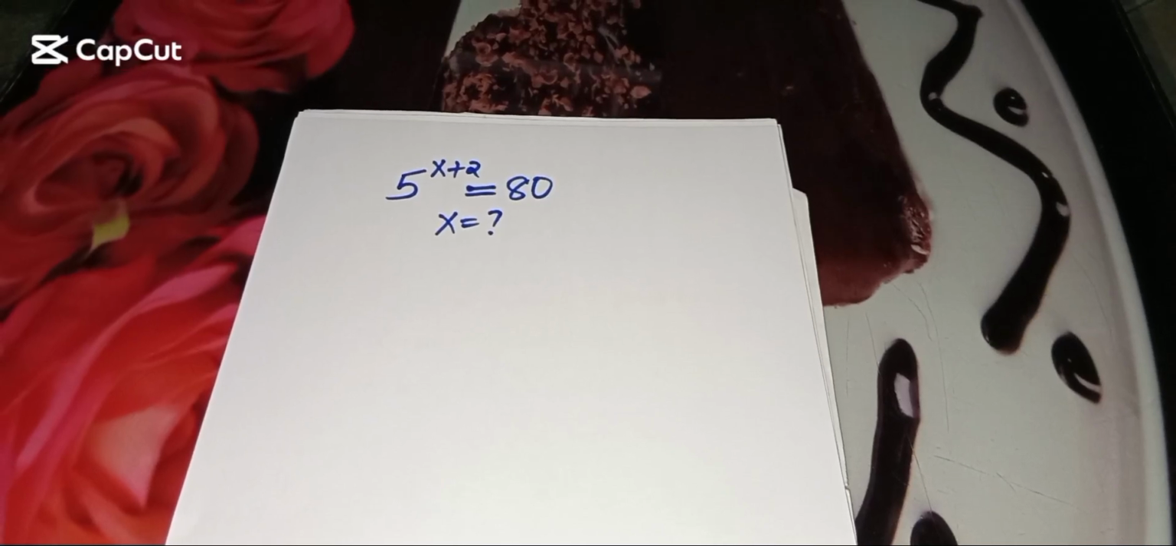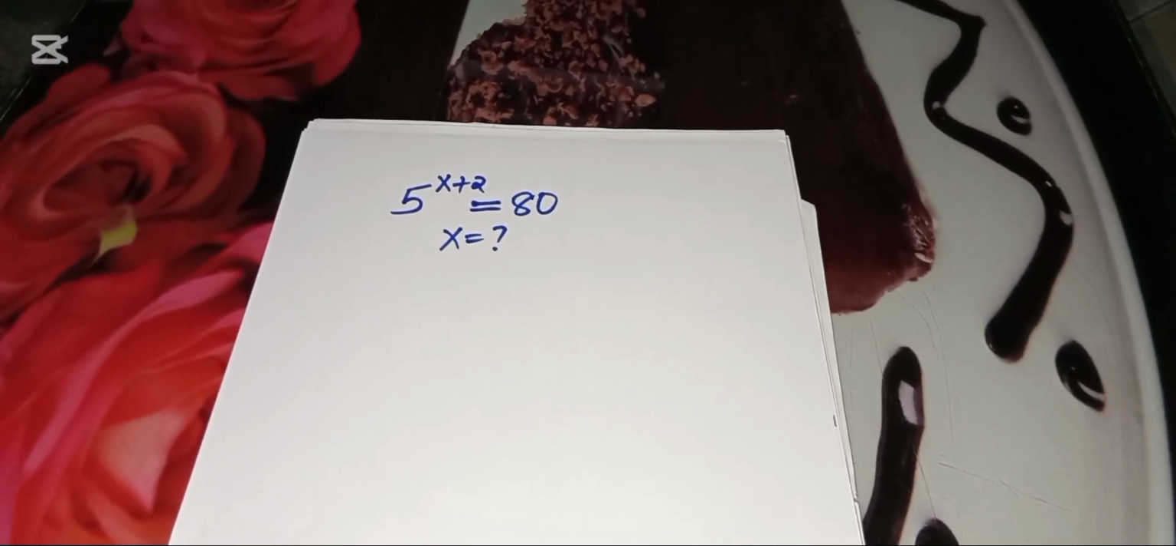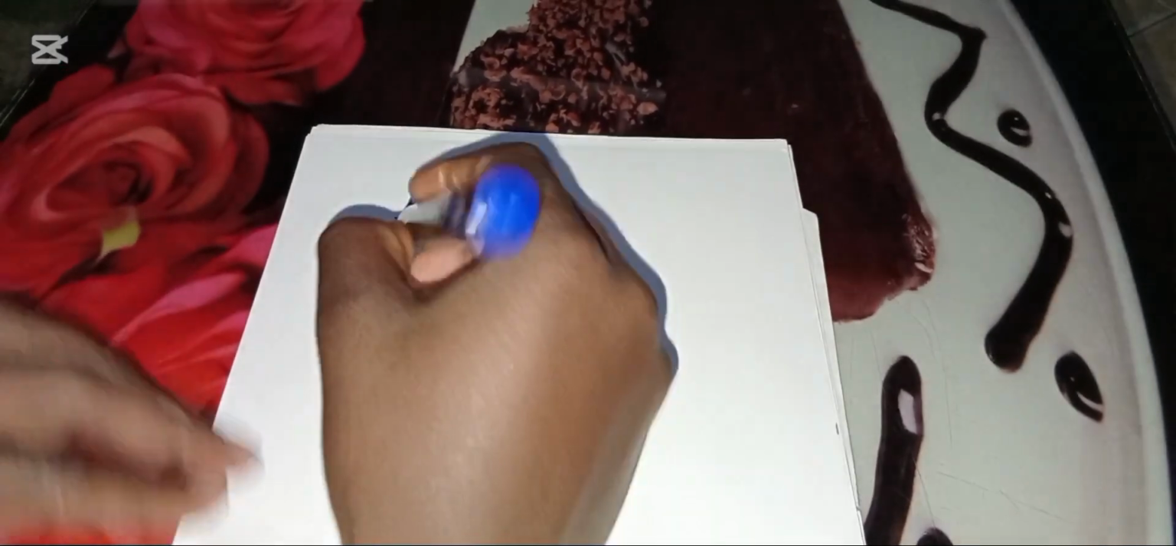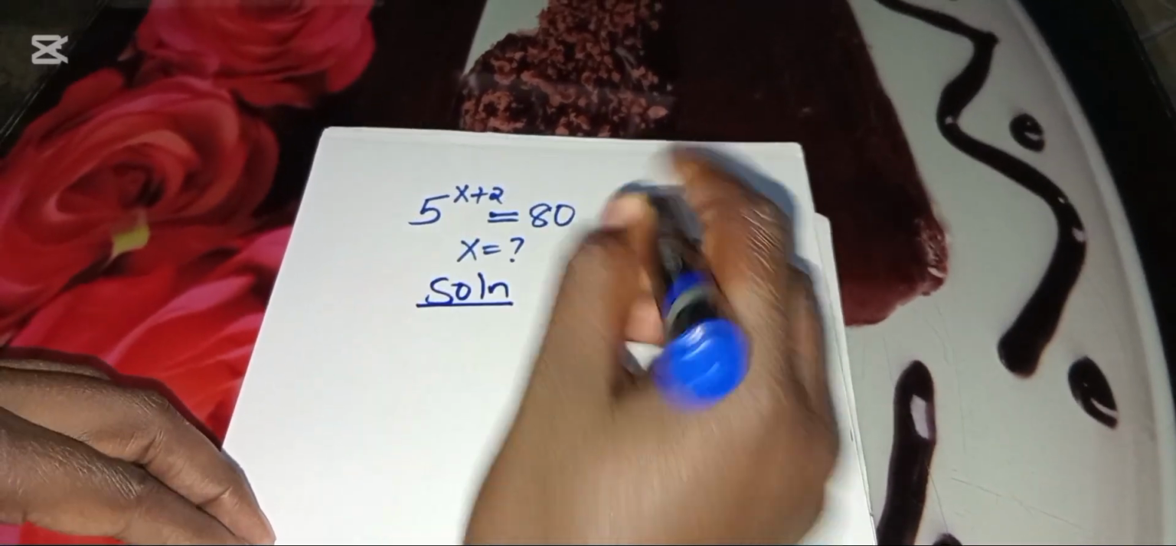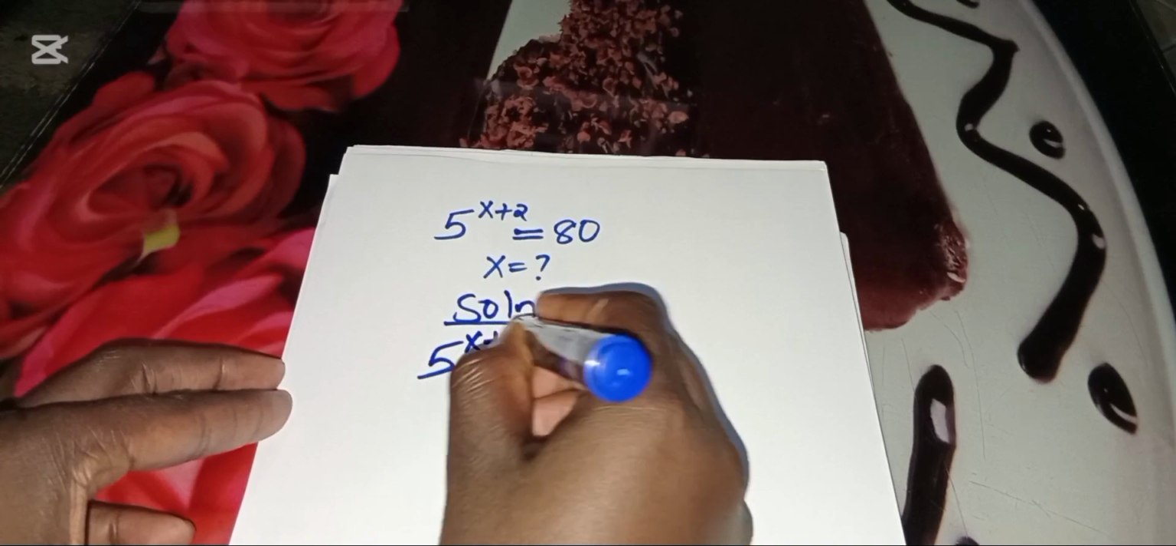5 raised to power x plus 2 is equal to 80. So what is the value of x? Solution. So we have 5 raised to power x plus 2.